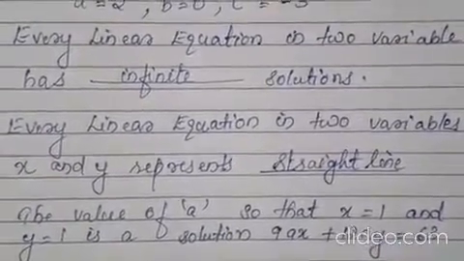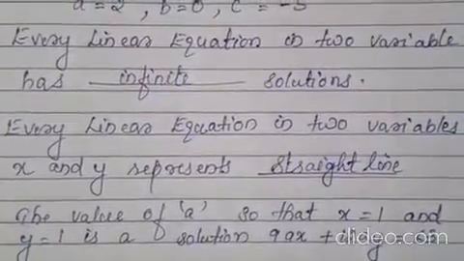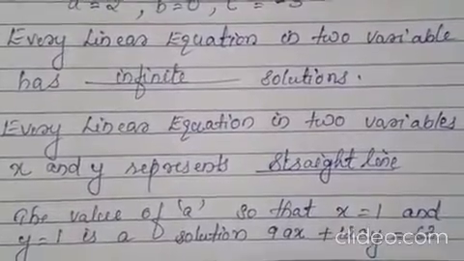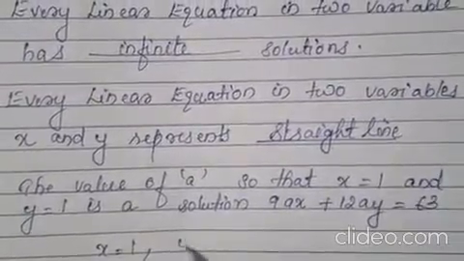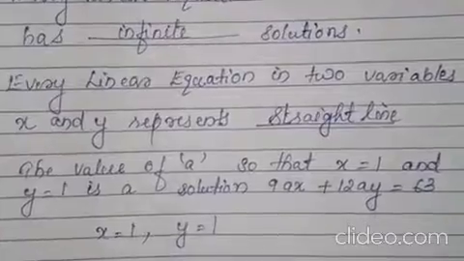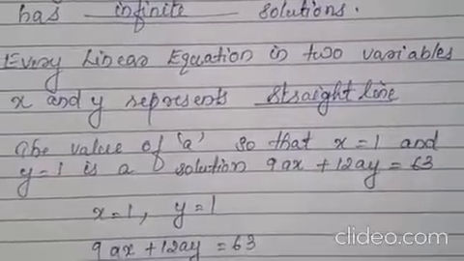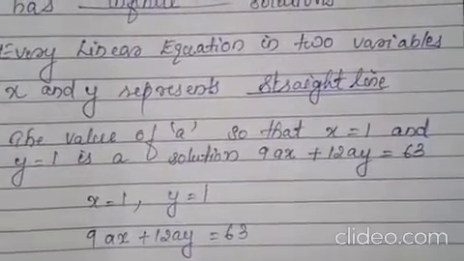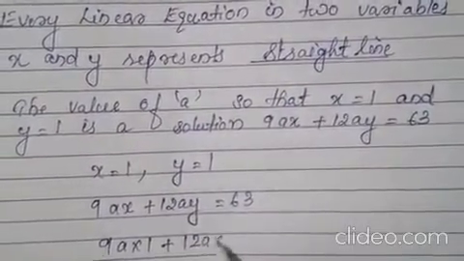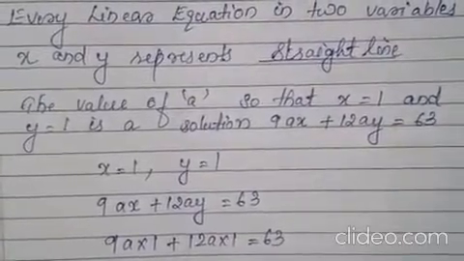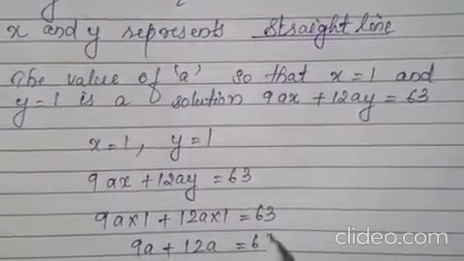Next, the question is: find the value of a so that x equals 1 and y equals 1 is a solution of the equation 9ax plus 12ay equals 63. We have to find the value of a. Here x is equal to 1 and y is equal to 1, and the equation is 9ax plus 12ay equals 63. So we shall substitute the values of x and y. 9a into 1 plus 12a into 1 equals 63. 9a into 1 is 9a only, 12a into 1 is 12a, equals 63.